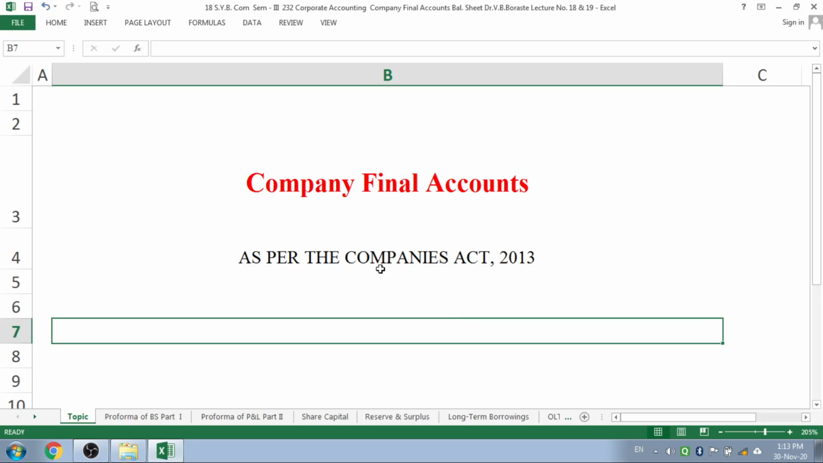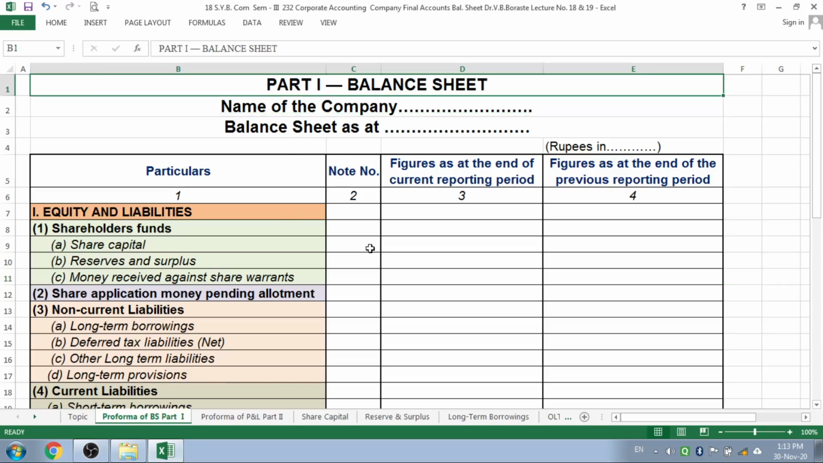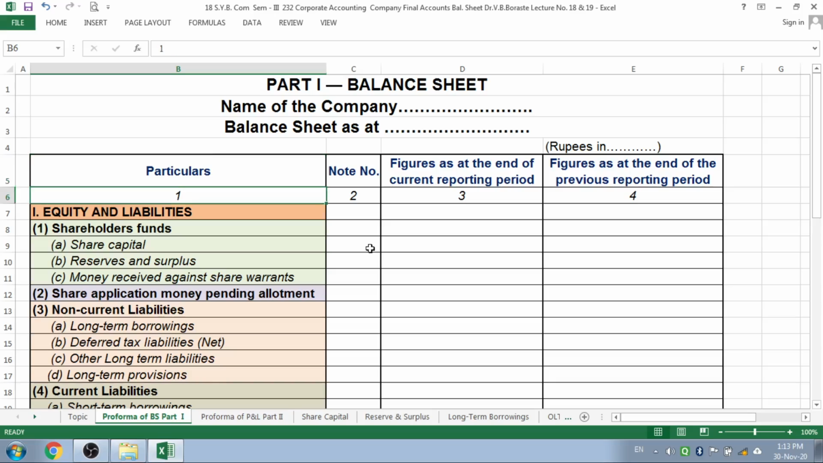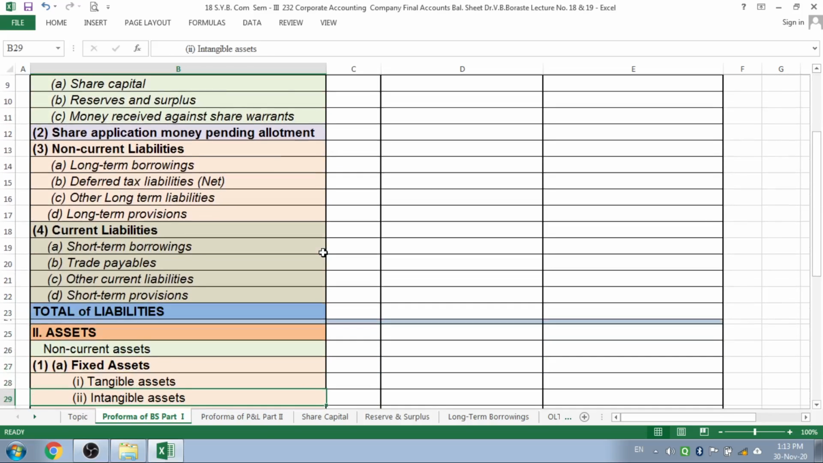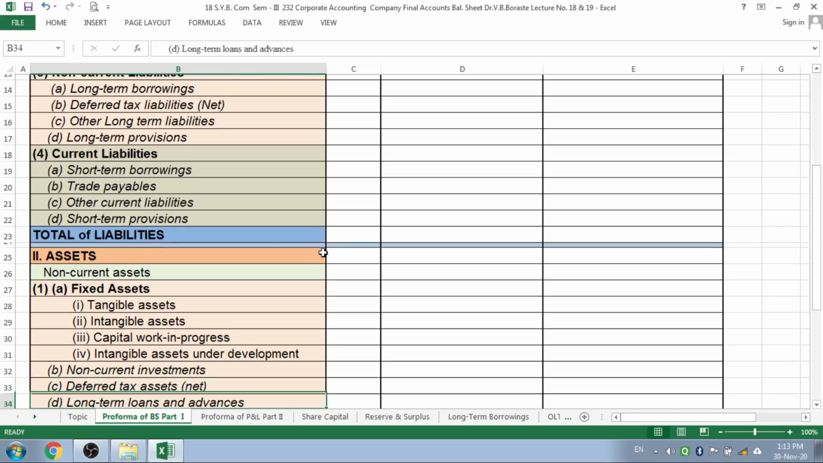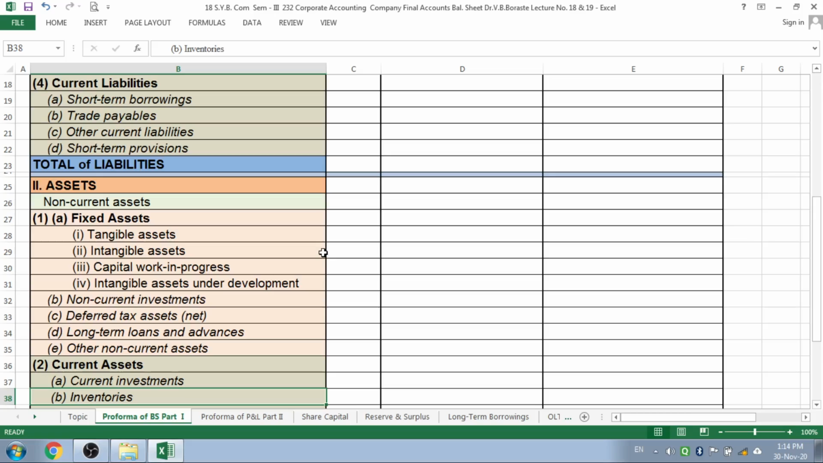So we are going to discuss the company final accounts as per the Companies Act 2013, where we have already seen in the last lecture the pro forma of balance sheet, where we have seen the equities and liabilities, subcategorized as shareholder funds, share application money, non-current liabilities, current liabilities, and after that we have seen the assets, which are subdivided into two parts, that is non-current assets as well as current assets, where we already discussed the fixed assets and current assets.